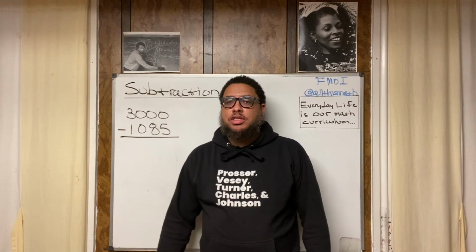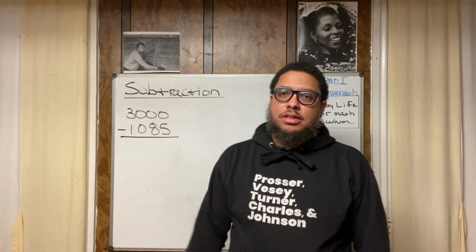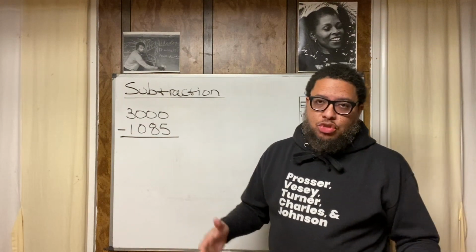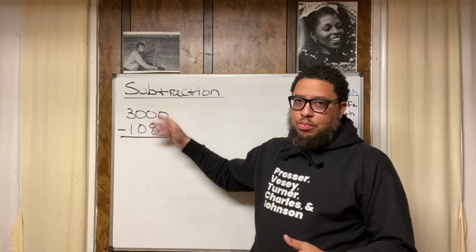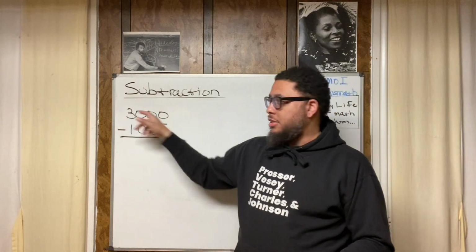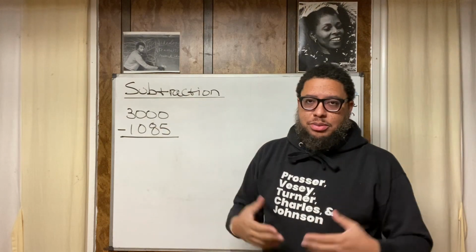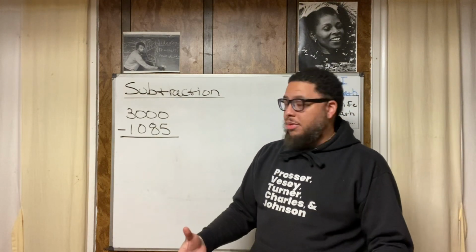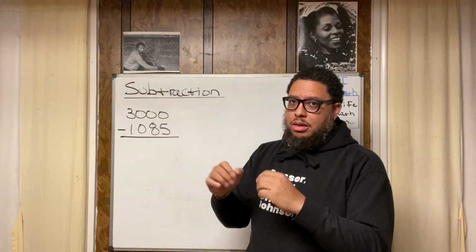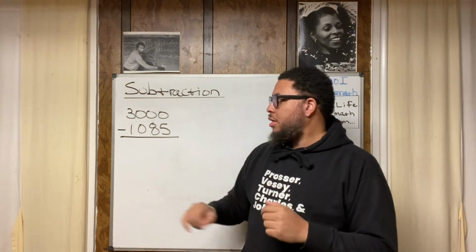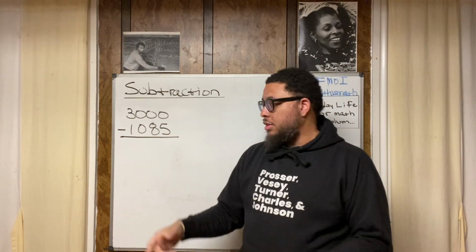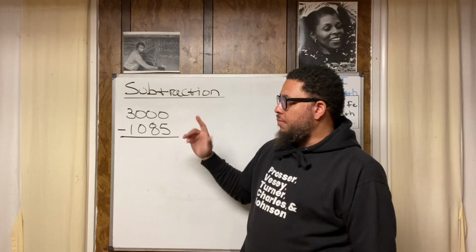This is Professor Parker, and we are about to get into some subtraction, but we're not going to do it in the typical way that you might do, right? Which is with the regrouping. Let's just look at what we have here. Our minuend, because that's the initial number in a subtraction problem, the number that something is being subtracted from, is called a minuend. It's 3,000. Our subtrahend, that's the number that's being subtracted, is 1,085, right?